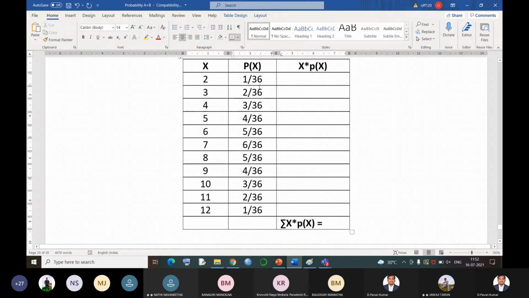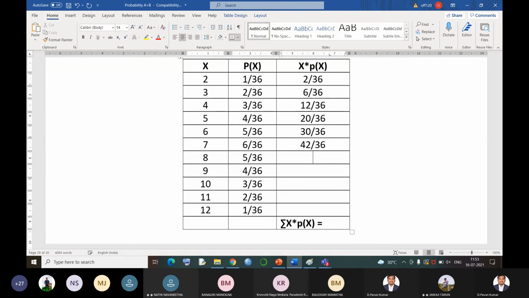Now simply multiply all these values with X values, that means multiplying the first column with the second column. What are the answers we get? 2 into 1 by 36 is 2 by 36. Next, 3 twos are 6 by 36. Never ever transform these values to the decimal form. Next one is 12 by 36. Next, 5 fours are 20 divided by 36. Next, 5 sixes are 30 divided by 36.